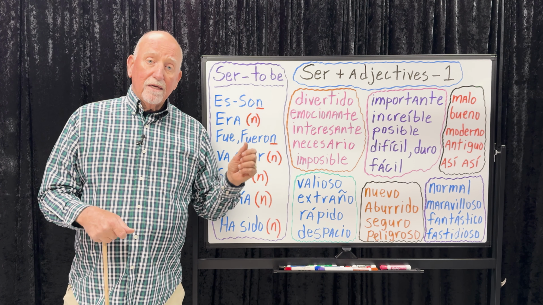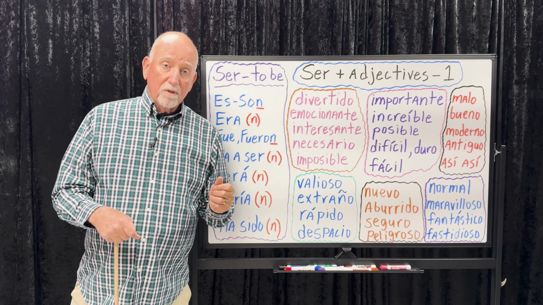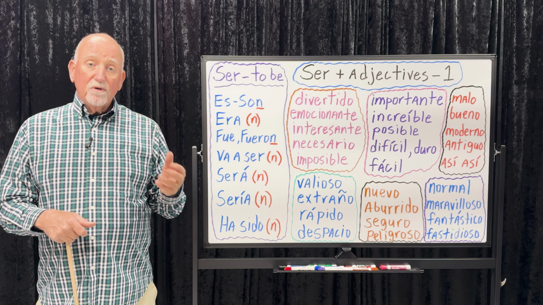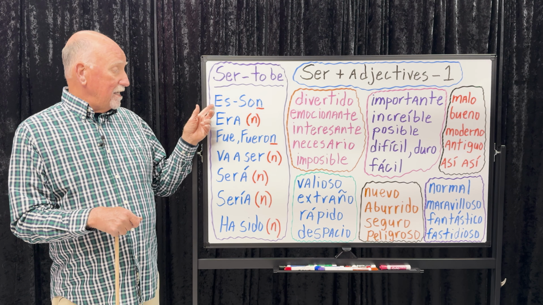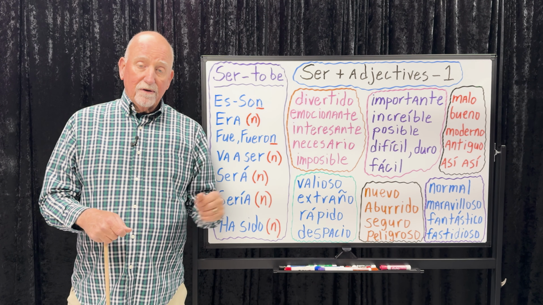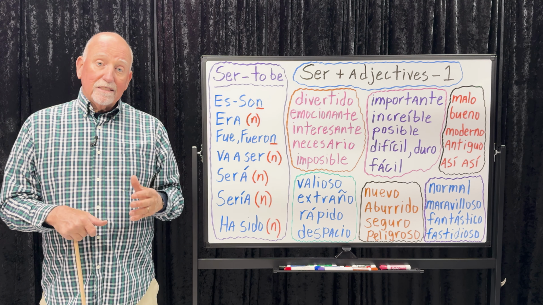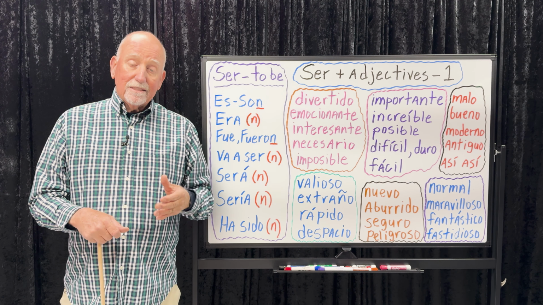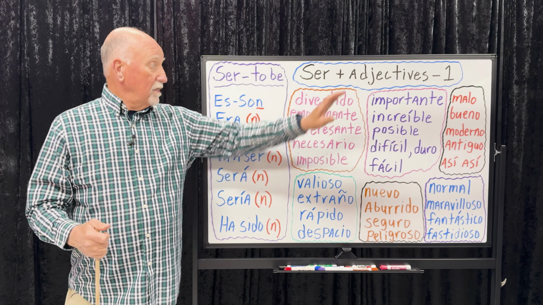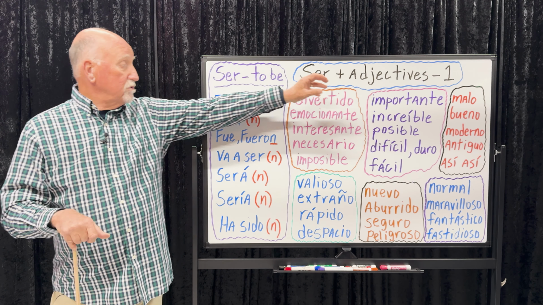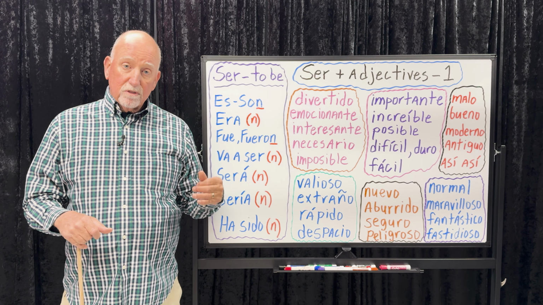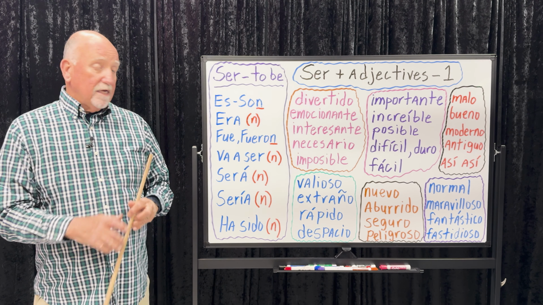When we're describing characteristics of people and monuments and statues and cities, for example, Paris is a beautiful city. París es una ciudad bellísima, gorgeous, Paris, right? Texas is a very big state. Texas es un estado muy grande. So these are adjectives we use with ser when we're talking about characteristics of a person, place, or a thing. Let's take a look at our clusters.